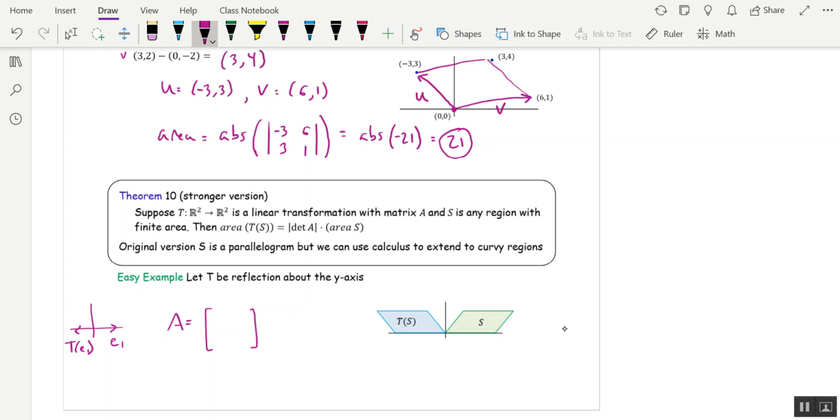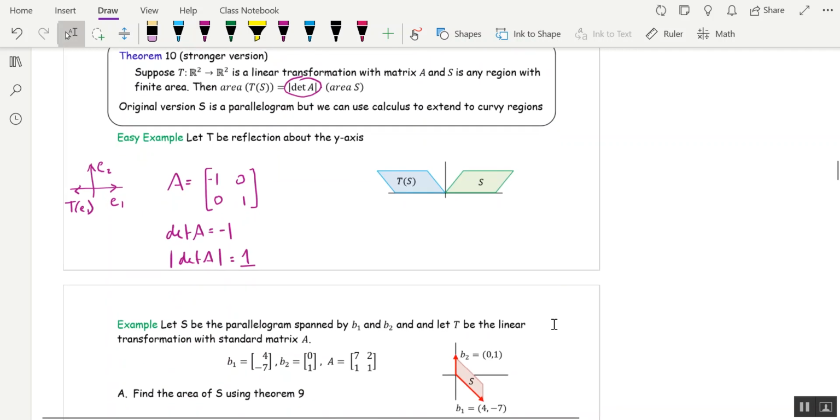So it's got coordinates negative 1, 0. And E2 just sits there, doesn't go anywhere. So 0, 1. The determinant of A is negative 1. So the absolute value of the determinant of A is 1. So the area of T of S is just the area of S because this is 1.